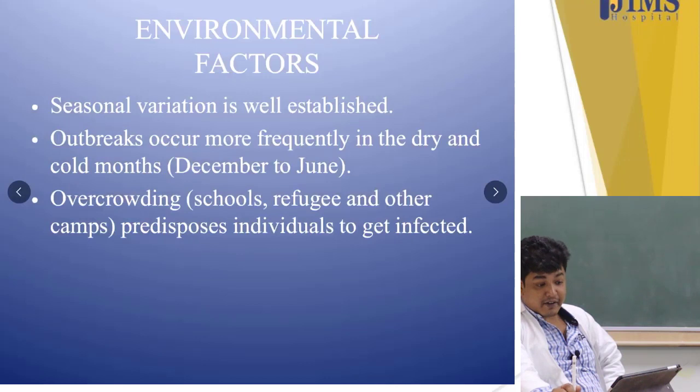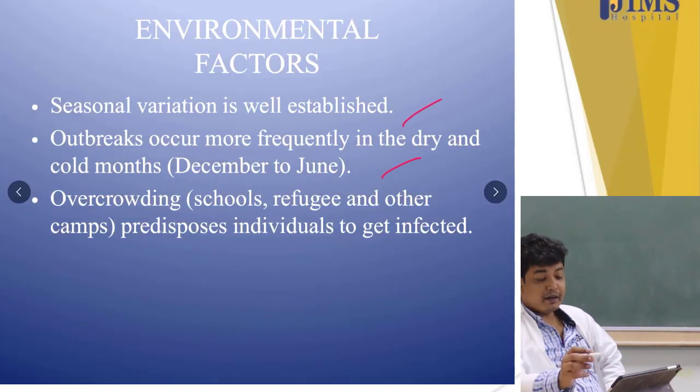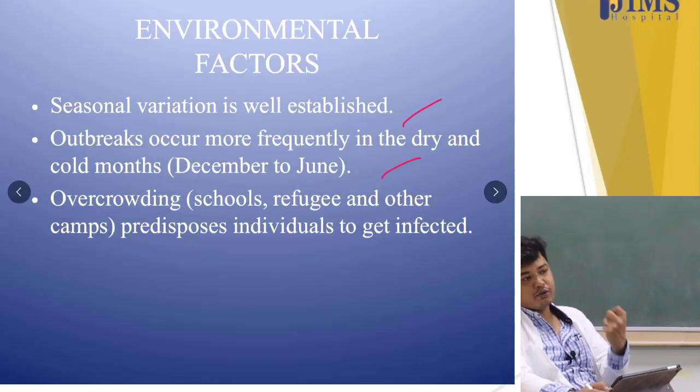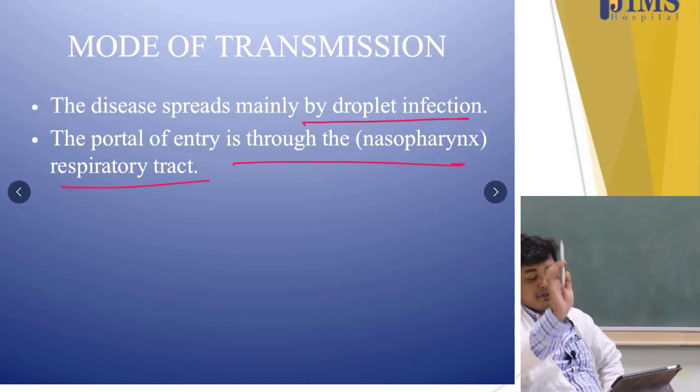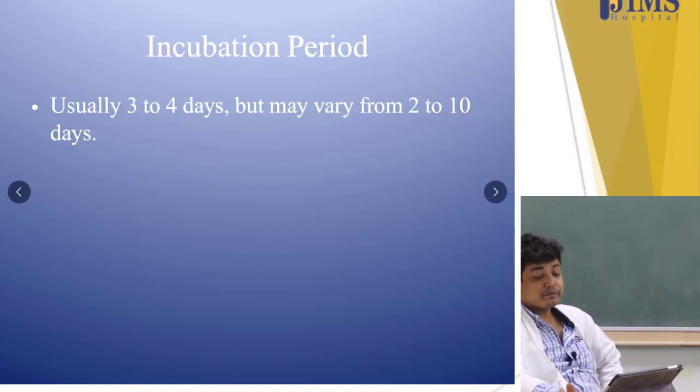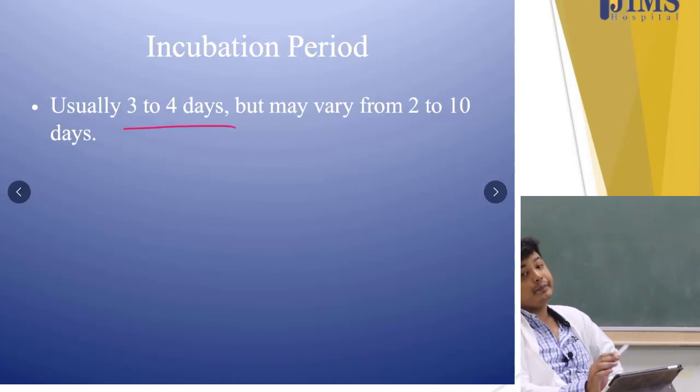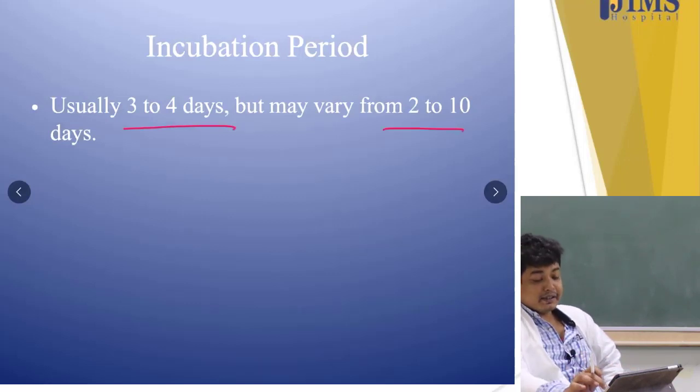Now, if I talk about the environmental factors, seasonal variation is there, mostly seen in dry and cold weather, November to March, and overcrowding predisposes individuals to get affected. So schools, refugee camps, cramped houses, camps, all these make this particular disease spread faster. Now, mode of transmission: mainly transmitted via droplet infection, and the portal of entry is through the nasopharynx, the respiratory tract route, through which the disease actually gets into the body. Incubation period is basically 3 to 4 days, but may vary from 2 to 10 days.